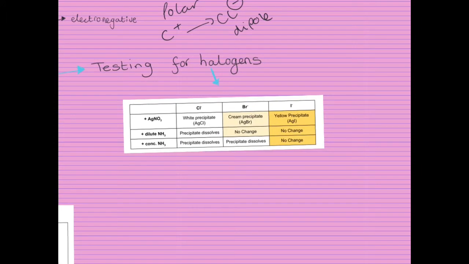Testing for halogens then, so you need to know the test for halogens. The top one is what we did at GCSE in year 10. Adding silver nitrate, chlorine gives you a white precipitate of silver chloride, bromine gives cream, iodine gives yellow. You can then also add dilute ammonia: the precipitate will dissolve for chlorine, with no change for the other two. With concentrated ammonia, the precipitate will dissolve for chlorine and bromine, and there'll be no change for iodine.